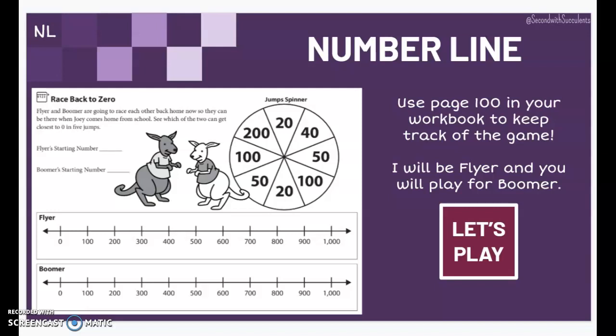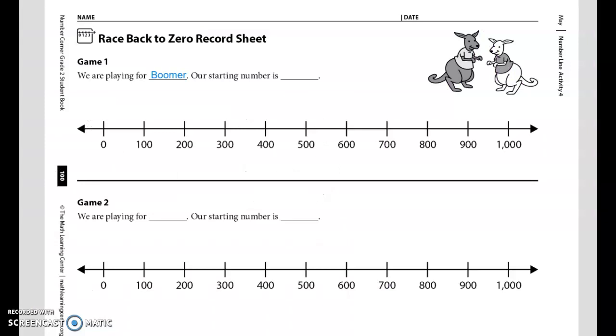Let's fill in our page before we get started. Your page 100 in your Number Corner book should look just like this. We do have enough room in our books for 2 games, but we'll see if we have enough time to play both games. We will for sure play at least one. Make sure you write in your book that you're playing for Boomer. Now let's see what your starting number will be.